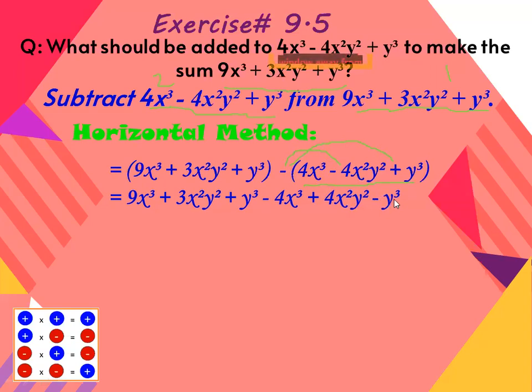Okay, now after that you are going to combine all the like terms together, just like this. 9x cube minus 4x cube, then plus 3x square y square plus 4x square y square, plus y cube and minus y cube.